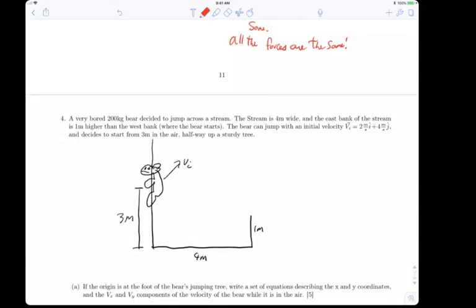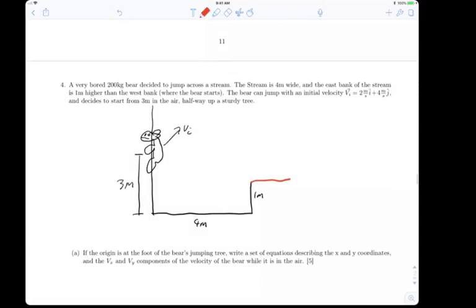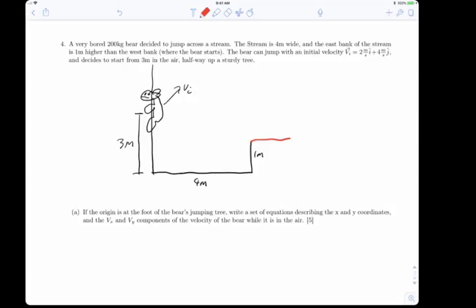A very bored bear decides to jump across the stream. The stream's 4 meters wide, 1 meter higher than the bank, at the other end of the stream. The bear can jump with an initial velocity of two meters per second i-hat, four j-hat, and starts 3 meters in the air, halfway up a sturdy tree. The origin's at the foot of the bear's jumping tree, so this is where the origin is.